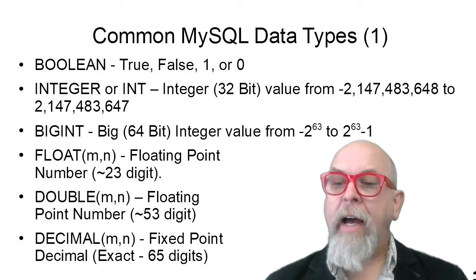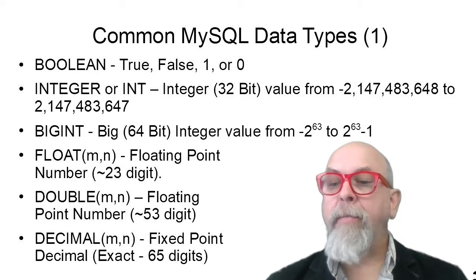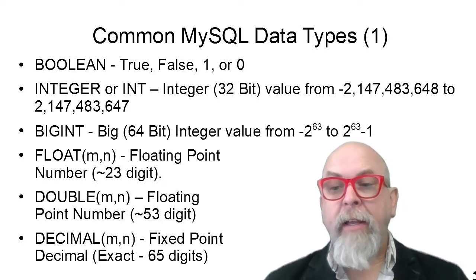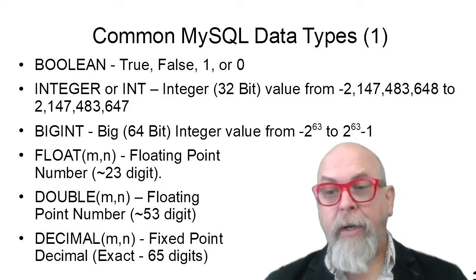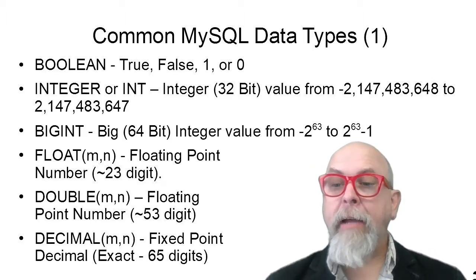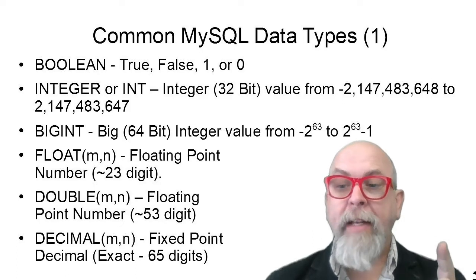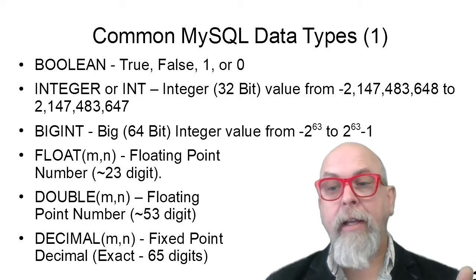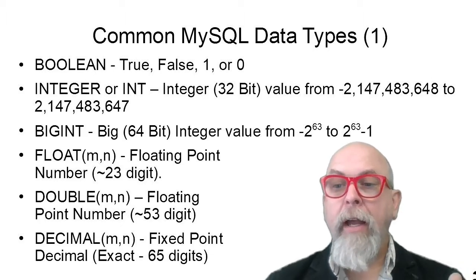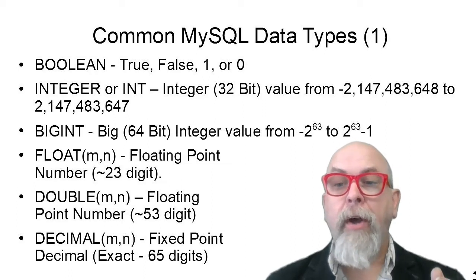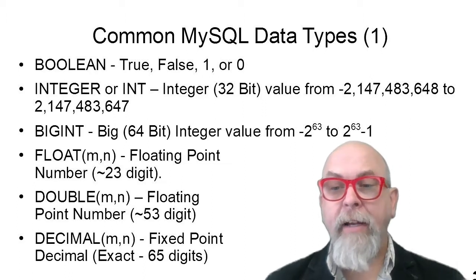The next two slides discuss the various data types available in the MySQL database. These same data types are available in most other databases also. The first is the Boolean data type, which is basically a 1-bit data type that contains either a true or false value. It contains either a 1 or a 0. It's often used for yes, no, true, false, the value of checkboxes, that kind of thing.